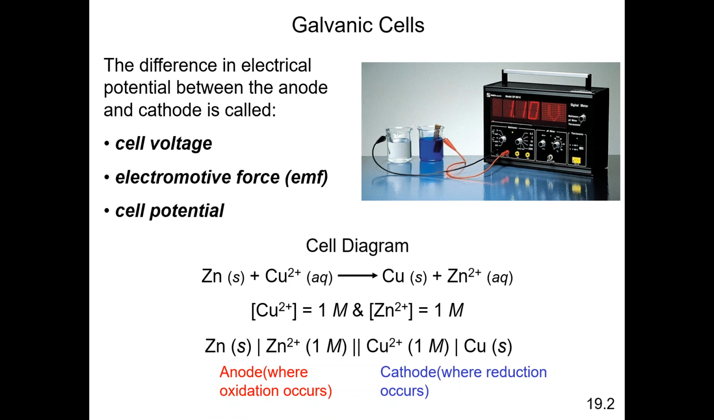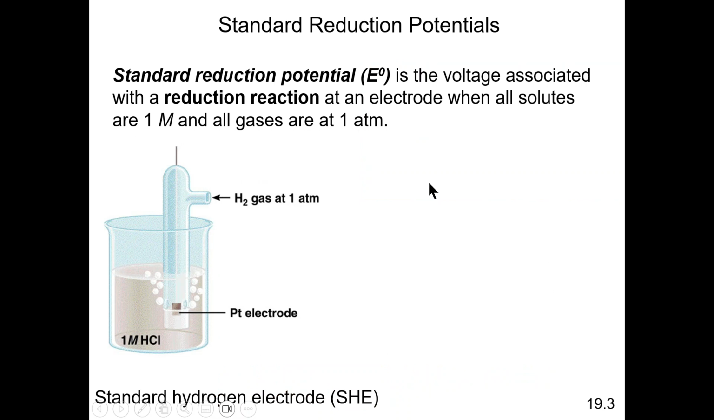So this is how we write down the cell diagram for a particular galvanic cell. In this case, the cell is made up of a zinc electrode on one half, and the other electrode would be the copper electrode. All right.